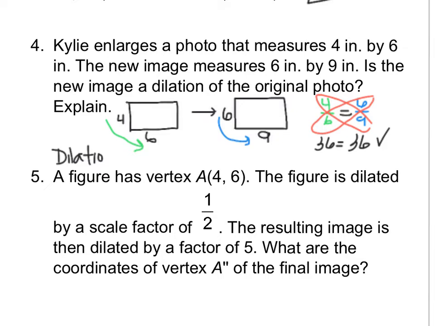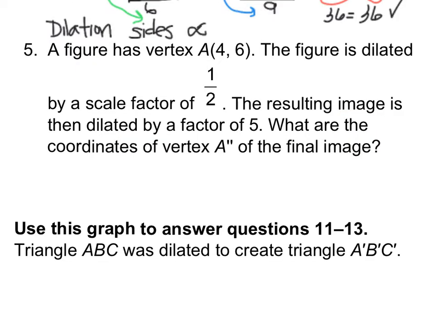Let's move to number 5. Problem number 5. A figure has a vertex of 4,6. The figure is dilated by a scale factor of 1/2. The resulting image is then dilated by a factor of 5. What are the coordinates of A double prime of the final image?